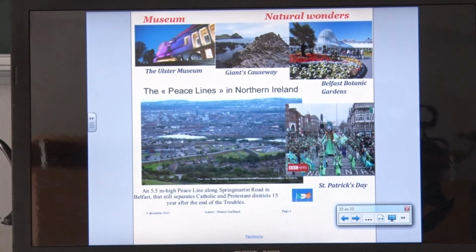What is very interesting in Northern Ireland is the peace lines. A 5.5 meter high peace line along Springmartin Road in Belfast still separates Catholic and Protestant districts 15 years after the end of the Troubles. There was a time when Catholics and Protestants had very serious fights. They had these fights that tormented common citizens.